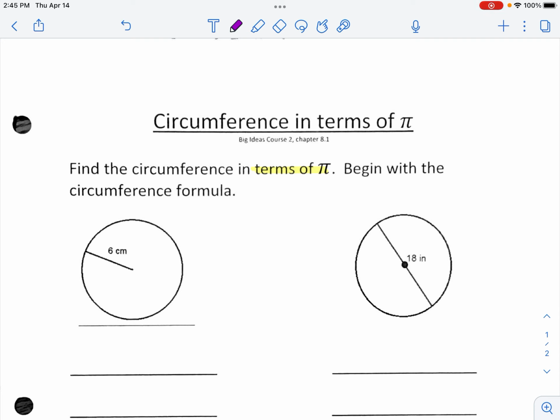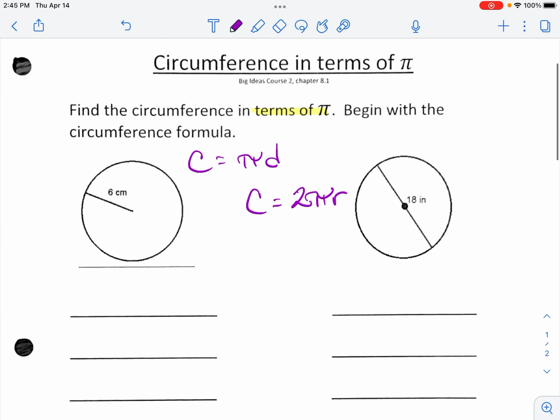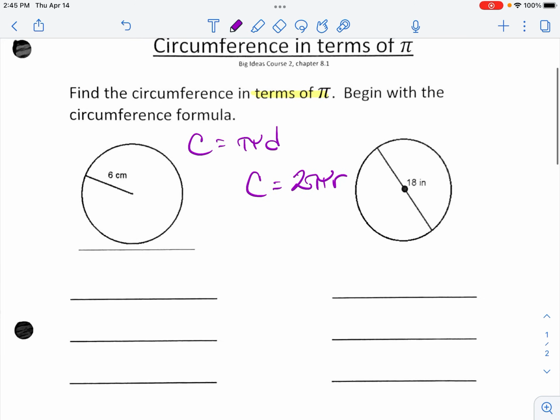So remember, to find the circumference, to find the distance around the circle, you can do pi times the diameter, which is the distance all the way across, or to find the circumference, 2 times pi times the radius. 2 times that radius is obviously the diameter. So either formula will work.